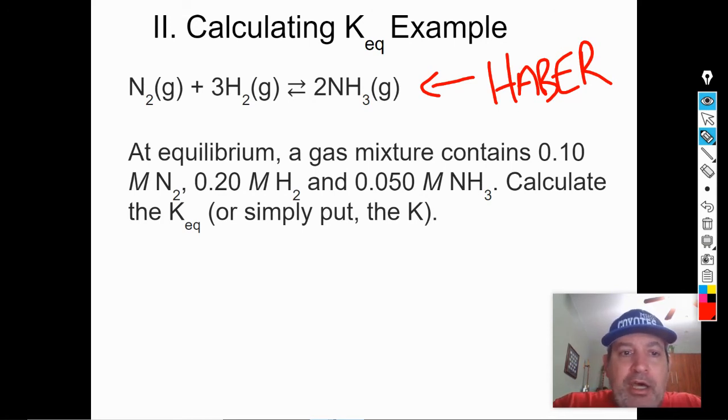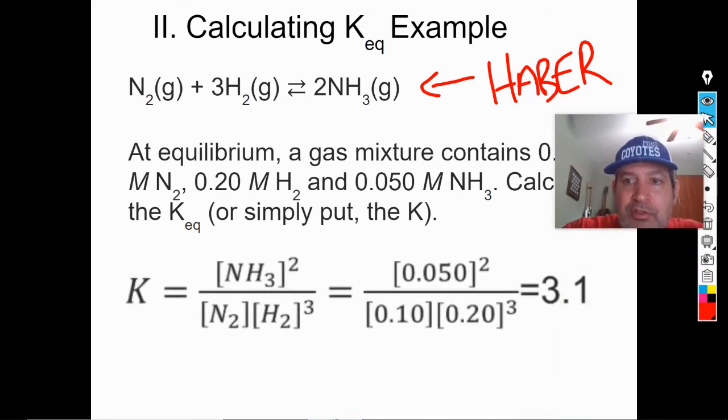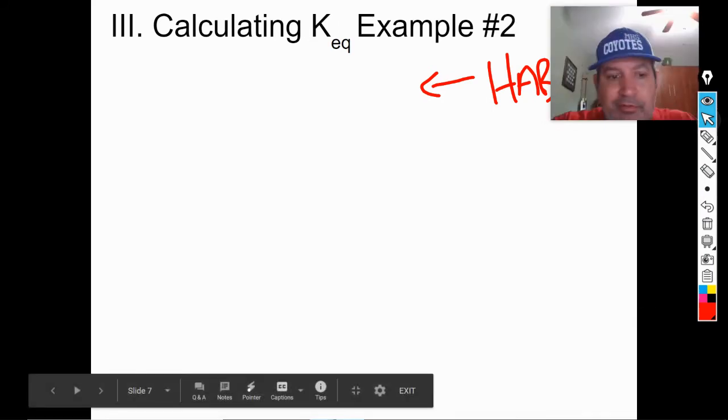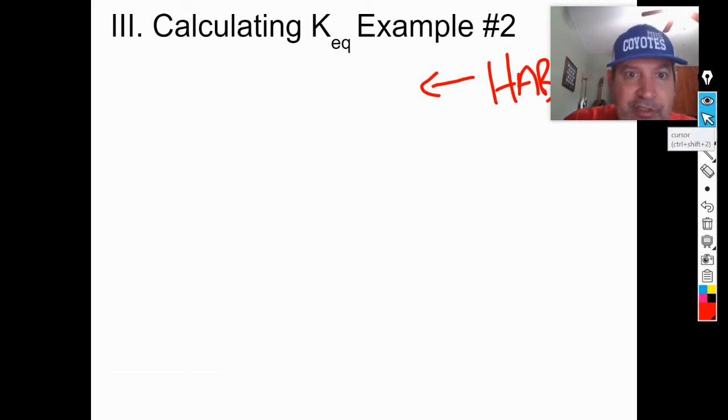Okay. At equilibrium, it says a gas mixture contains 0.1 molar, remember, that's molar, N2, 0.2 molar H2 and 0.050 molar ammonia NH3. Calculate the KEQ. Okay. So what I do on this, let me get my ugly face out of the way. Blast. Let me go back one. Sorry, guys. Okay, I'm struggling as usual.